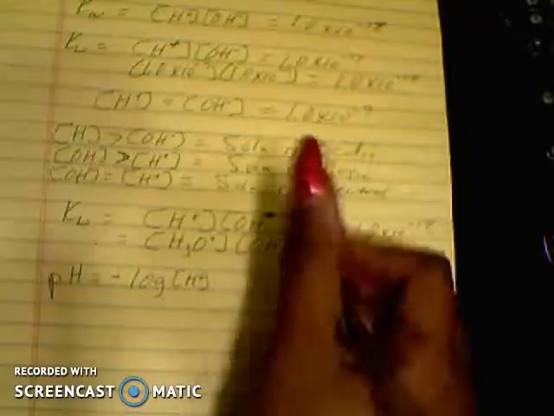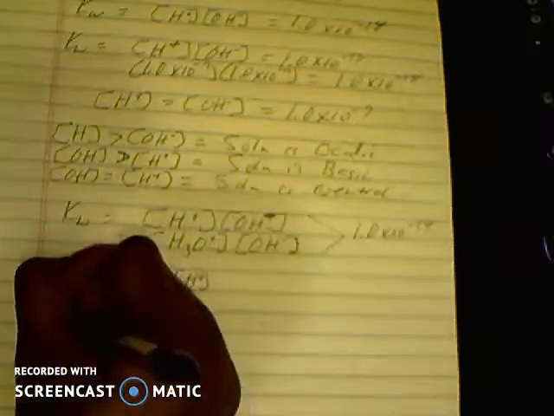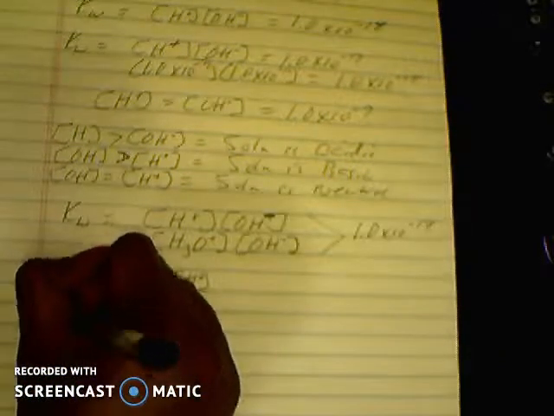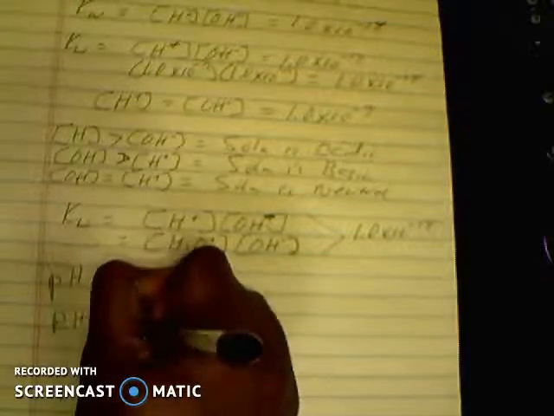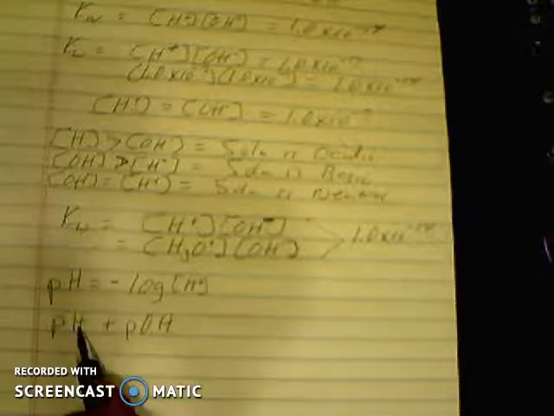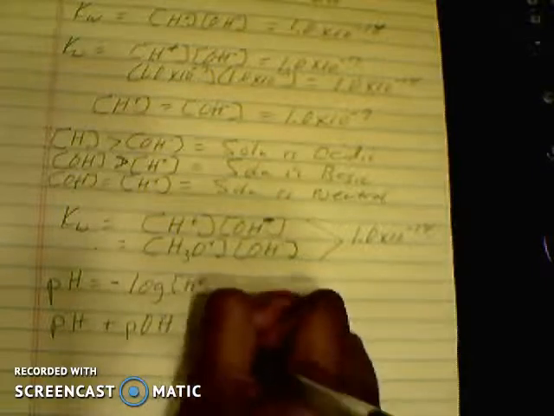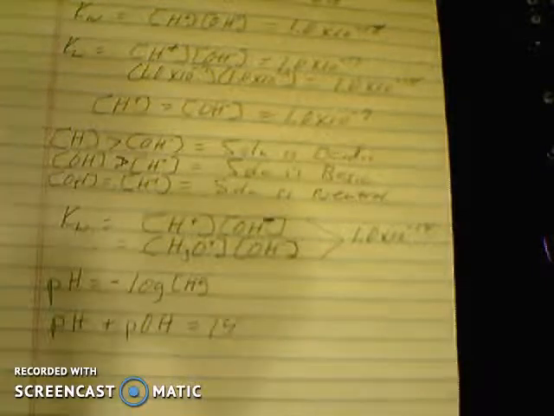All right? What you also need to know is that pH plus pOH, the pH will be for an acid, the pOH will be for a base. Notice the hydrogen, notice the OH for base. pH plus pOH is equal to 14.